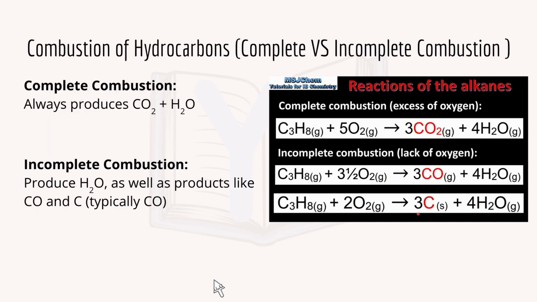So we'll move on now to combustions. We have complete and incomplete, as we talked about just now. For complete combustion, it's something plus O2, because combustion always needs O2, oxygen. It will always produce carbon dioxide and water. But for incomplete combustion, it will produce water as well as products like CO, carbon monoxide, or carbon. But it's typically carbon monoxide. Over here, the first one.